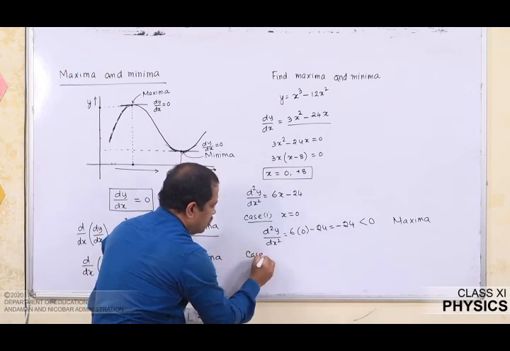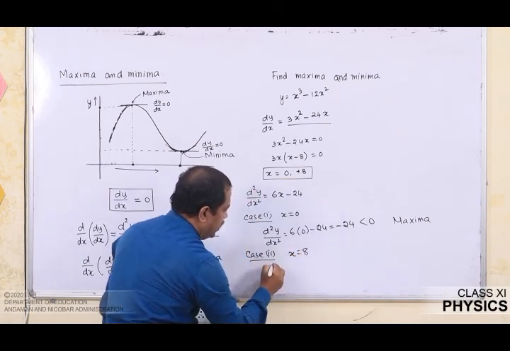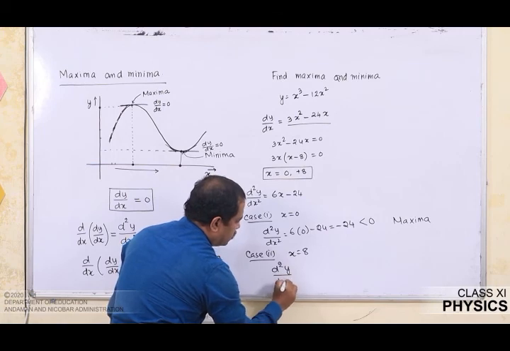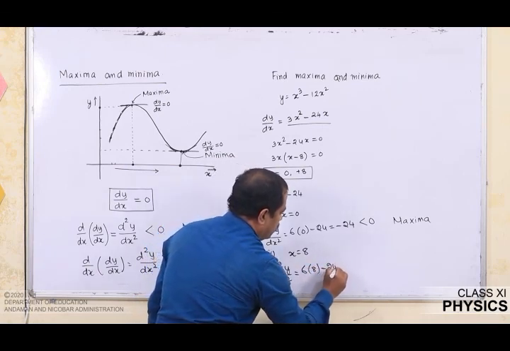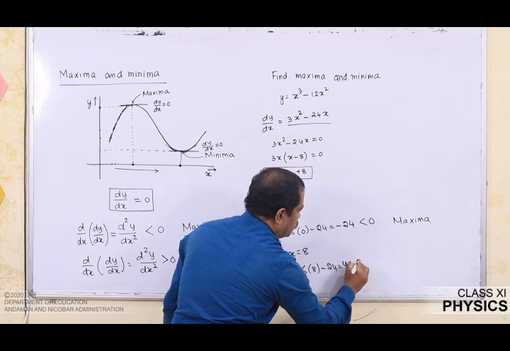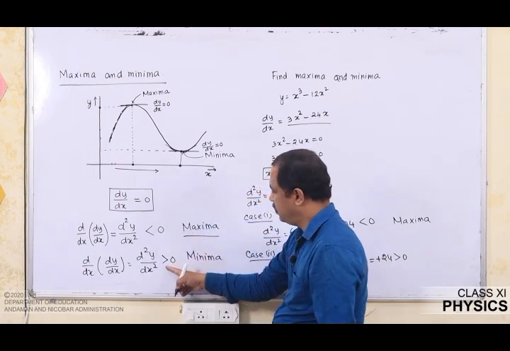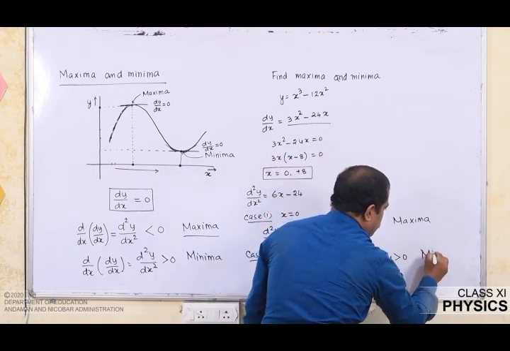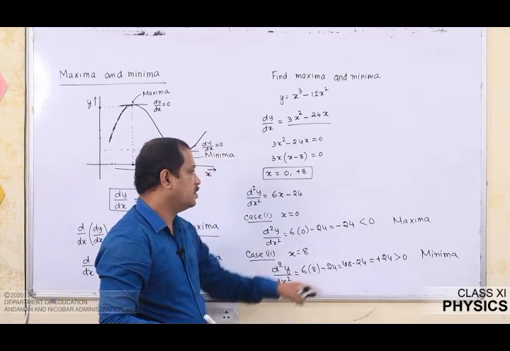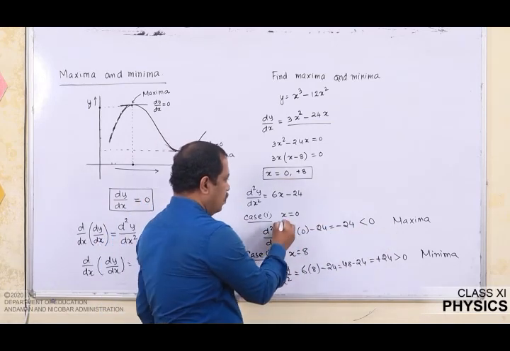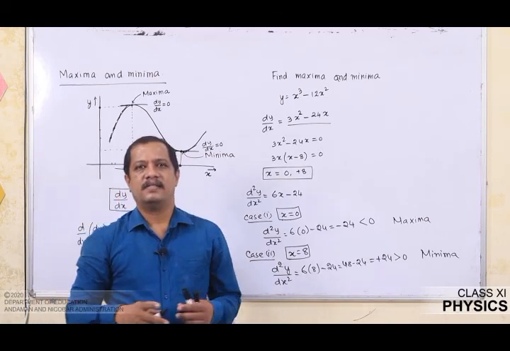Case 2, I have 8, so if I substitute the value of x as 8, d2y over dx square will be equal to 6 times 8 minus 24, which is 6 eights are 48, so 48 minus 24 is going to be plus 24 for me, which is greater than 0, and the condition says if it is greater than 0, then it is minima. That means if I graph the function, I am going to get one maxima and one minima. Maxima happens to be at the value of x is equal to 0, and minima occurs at the value of x is equal to 8. So this is how we find maxima and minima.